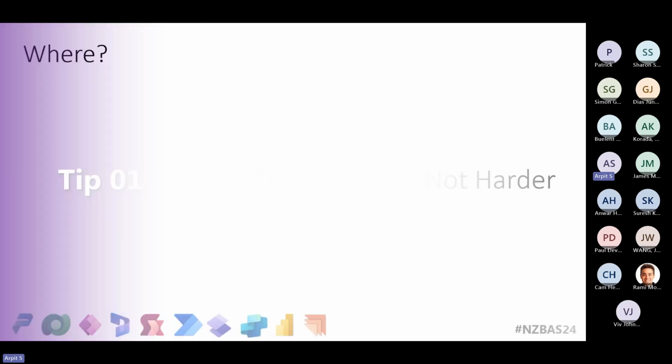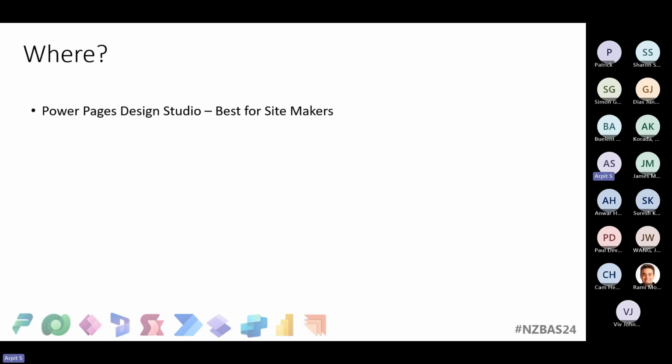Okay, so first of all is where to write the code. Like what are the options you have to write your code or extend the portal capabilities? The first one is Power Pages Design Studio. This is the tool that Microsoft has provided especially for the site makers, but it doesn't restrict it to site makers only; developers can also use this tool. This is one of the most commonly used tools to design your Power Pages sites, and Microsoft is also heavily investing in this area.